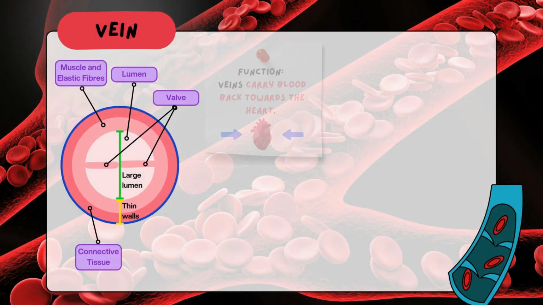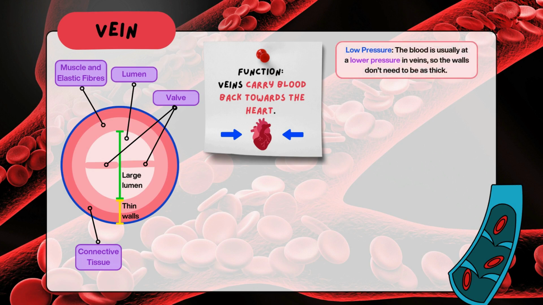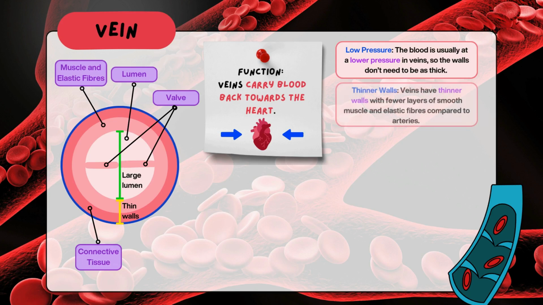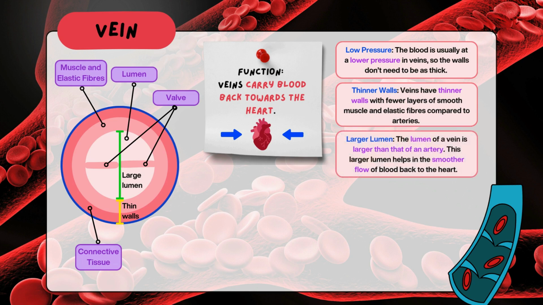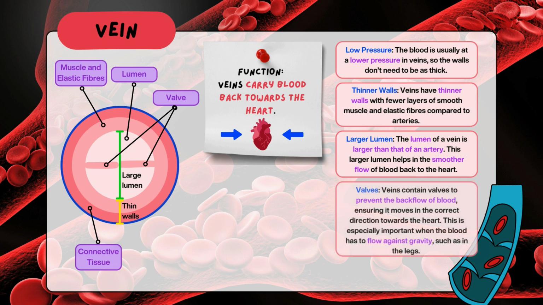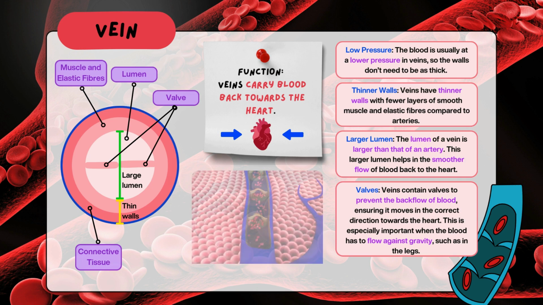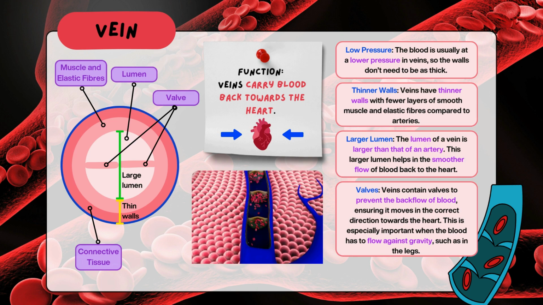Veins carry blood back towards the heart. The blood is usually at a lower pressure in veins, so the walls don't need to be as thick. Veins have thinner walls with fewer layers of smooth muscle and elastic fibers compared to arteries. The lumen of a vein is larger than that of an artery. This larger lumen helps in the smoother flow of blood back to the heart. Veins contain valves to prevent the backflow of blood, ensuring it moves in the correct direction towards the heart. This is especially important when the blood has to flow against gravity, such as in the legs.